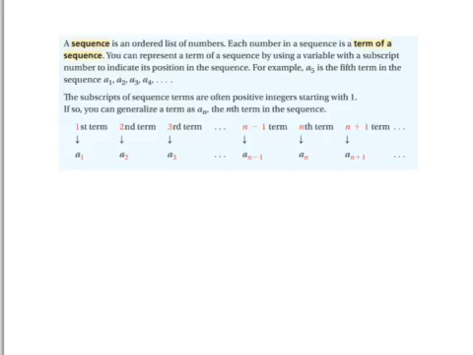The subscripts of sequence terms are often positive integers starting with 1. If so, you can generalize a term as a sub n, the nth term in the sequence. So our first term would be a sub 1, our second term would be a sub 2, our third term would be a sub 3, and so on. Our nth term would be a sub n. The term before that would be a sub n minus 1, and the term after that would be a sub n plus 1. So if you see this n minus 1 and n plus 1, it's talking about the term before n and the term after n.